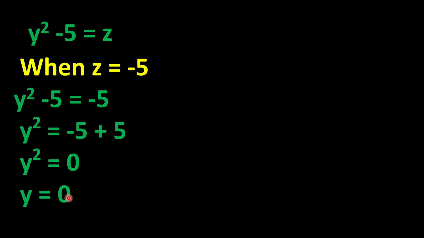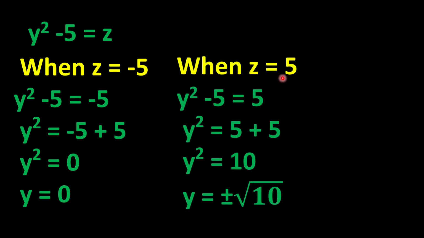After getting this value, now let's put z = 5 in this equation. This equation will become y² - 5 = 5. When we send this -5 to the other side of the equation, we will get y² = 10. After taking the square root on both sides, we will get y = ±√10.